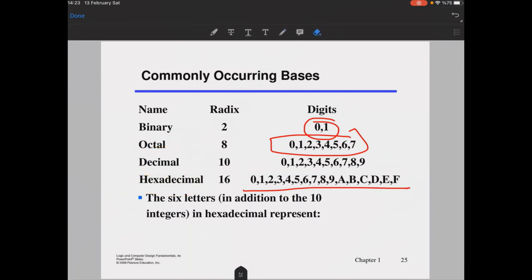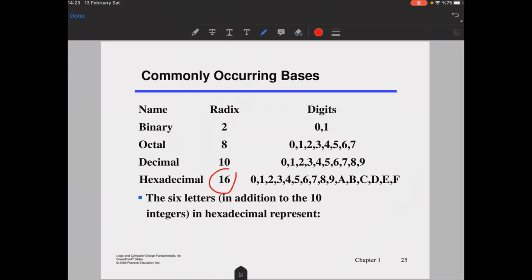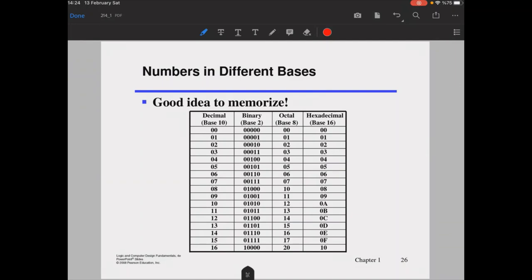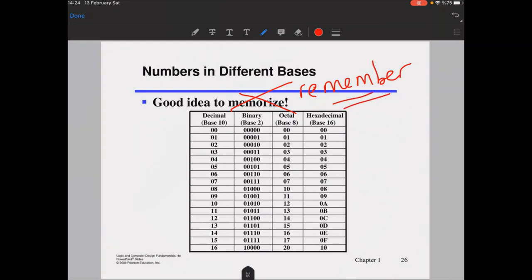Here, since we cannot represent these 16 symbols by only digits, we also refer to some additional symbols from the alphabet, A, B, C, D, E, F, for the extra 6 symbols. Now, it is again a good idea to remember them. I'm against memorizing, but if you use them often enough, you will eventually remember them. So let's remember them, it's a good idea.